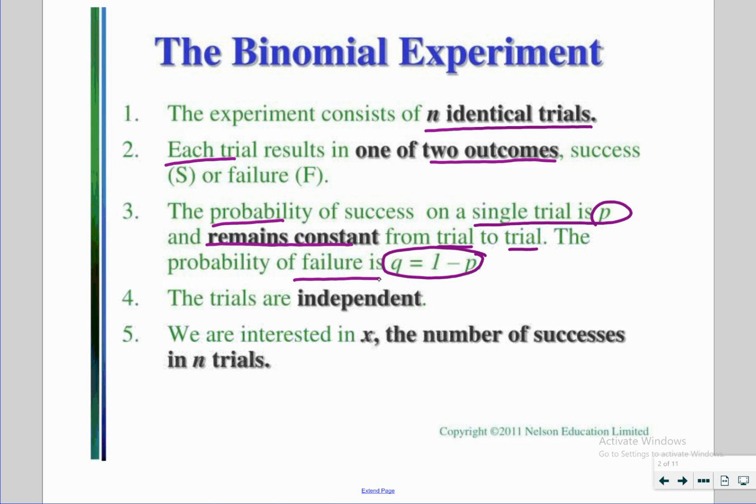Trials are independent of one another. Okay, so one does not depend on the other. And then X is the number of successes that we then analyze in any given experiment. Okay, so n trials, two outcomes, which are success or failure. P is our probability of success. Q is our probability of failure. Trials are independent of one another, and X is the number of successes. Okay.